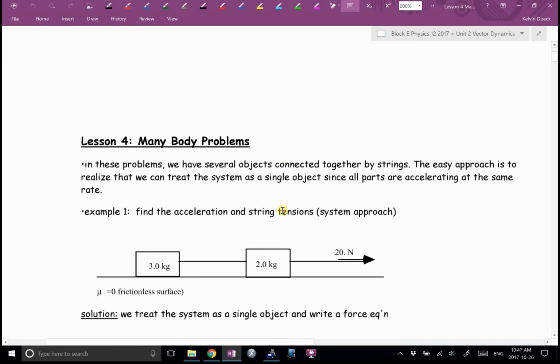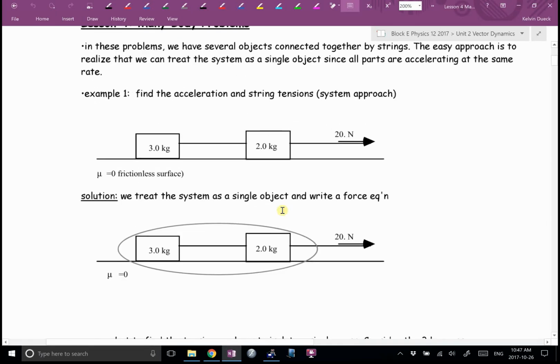Let me give you an example. Example 1 says this: find the acceleration and the string tensions, and it says in brackets, use the system approach. We're going to treat this as one big system. We're going to start out with a free body diagram, although typically, if I have multiple masses, rather than doing a complete new free body diagram, I just start to label the diagram that they gave me. Okay? We have no friction. We'll build friction in later on today.